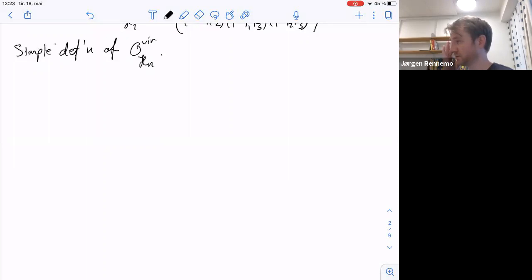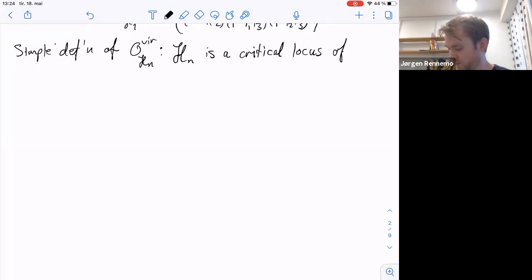So up to this point we've said HN is something which carries a perfect obstruction theory, and turning the crank you get this K-theory class. So here's how you can see this K-theory class explicitly in the case of HN. The main idea is that HN is a critical locus of some function on a smooth scheme.